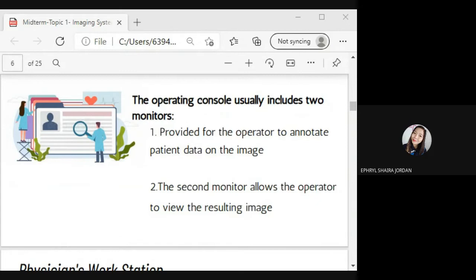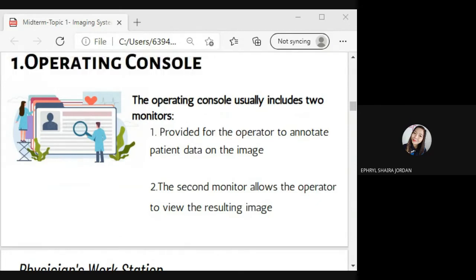This second monitor allows the operator to view the resulting image before transferring it to hard copy or the physician's viewing console. So if the first monitor is usually for the basic function, the second monitor is usually for post-processing of images.